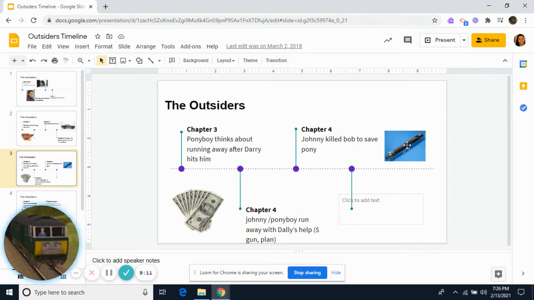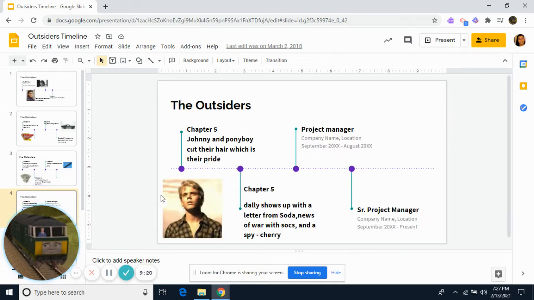What is that? Is that a dude? What is this thing? I can't remember what it is. Let me know in the comments.